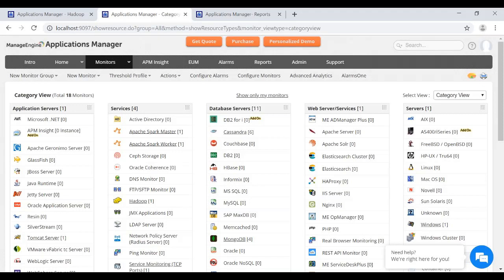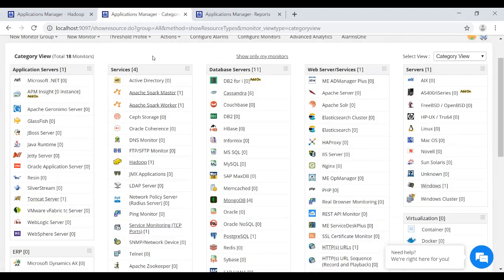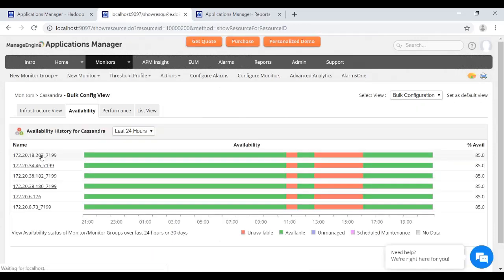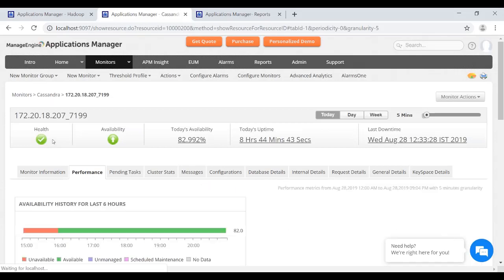So I believe all of you can see my screen, the product UI. I'm in the monitors tab of Applications Manager, hundreds of technologies supported within the product, but of course our focus today is limited to the NoSQL databases and the big data technologies. I'll show you some details captured within the Cassandra database. Let's begin with Cassandra. So I have many instances. I'm just going to take this one instance for demonstration.